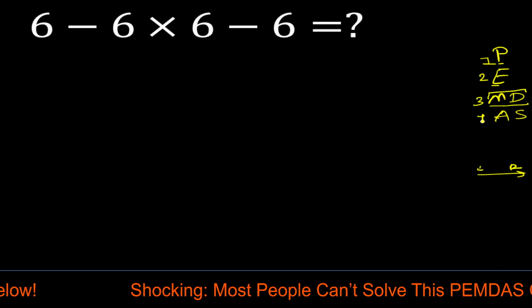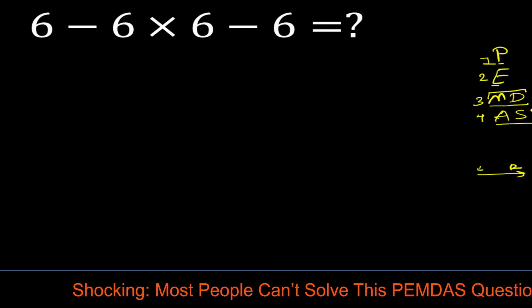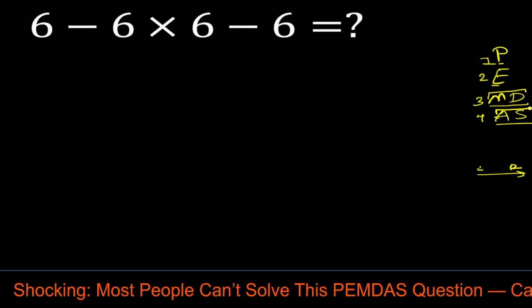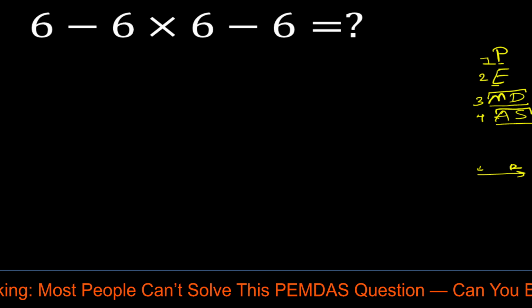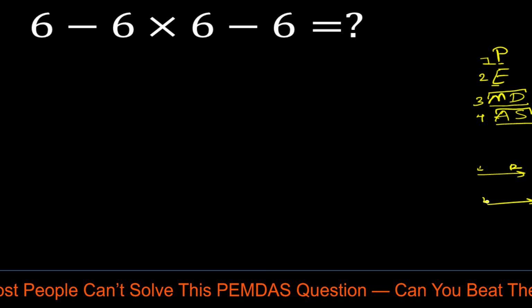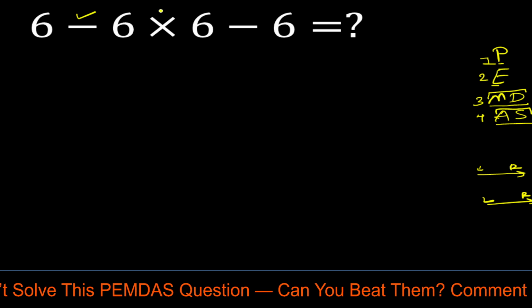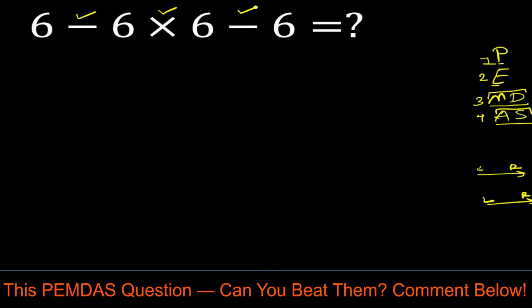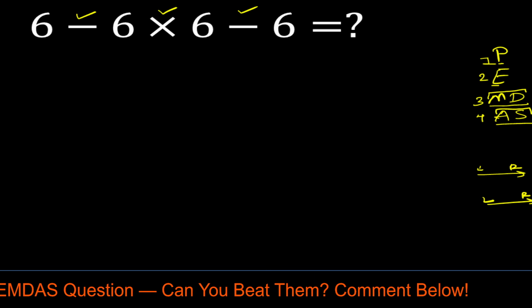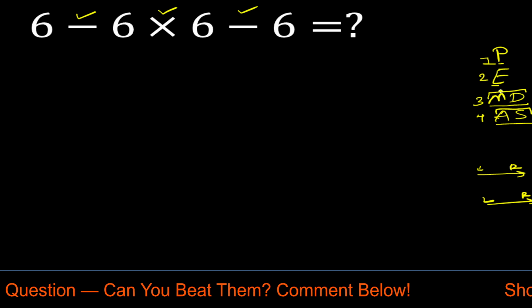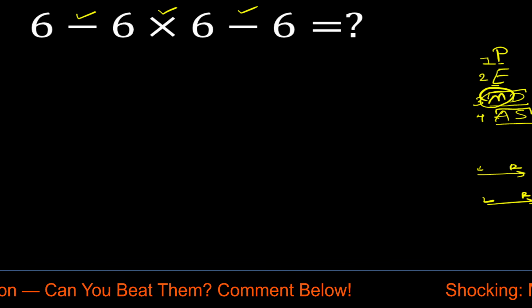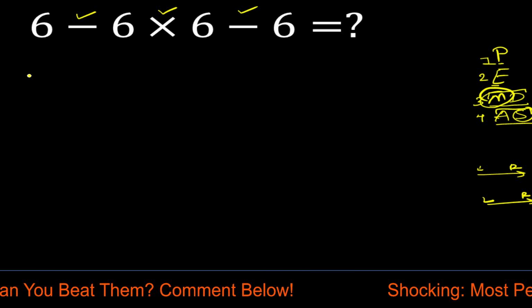Then fourth and last priority is addition and subtraction. Also addition and subtraction both have equal priority, so we have to solve it from left to right. So in this question, here we have one subtraction, here multiplication, and here we have one subtraction, right? So according to the PEMDAS rule, first we have to solve multiplication, then we have to solve subtraction, right?